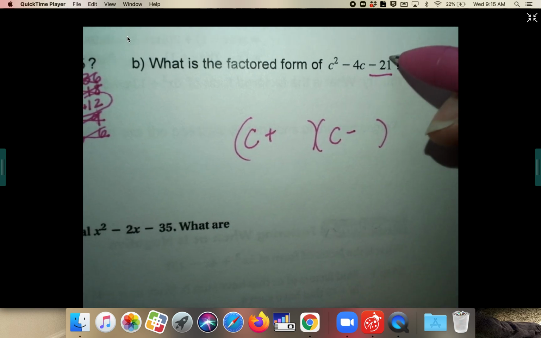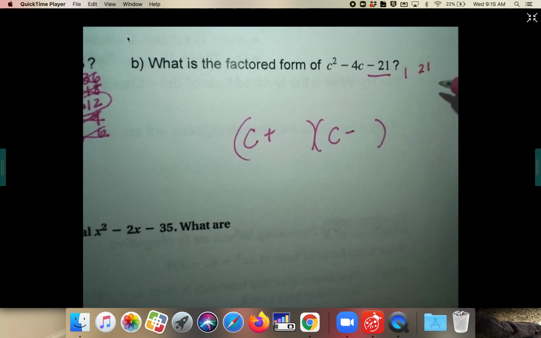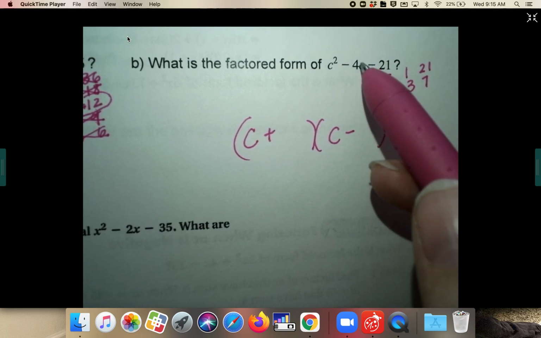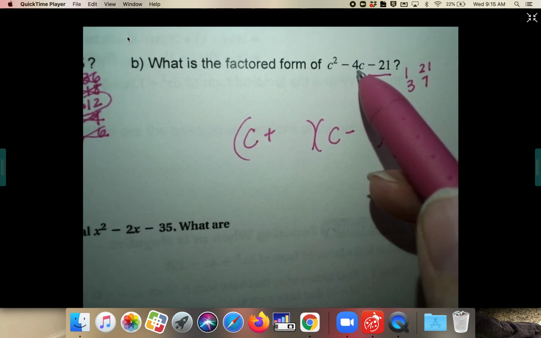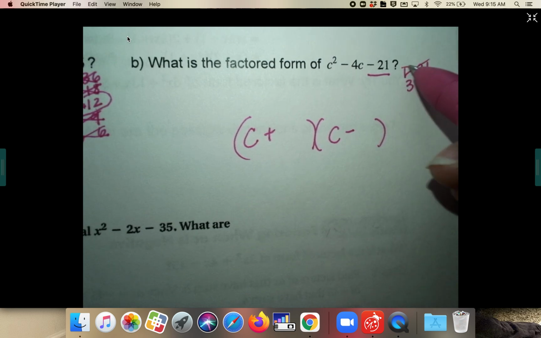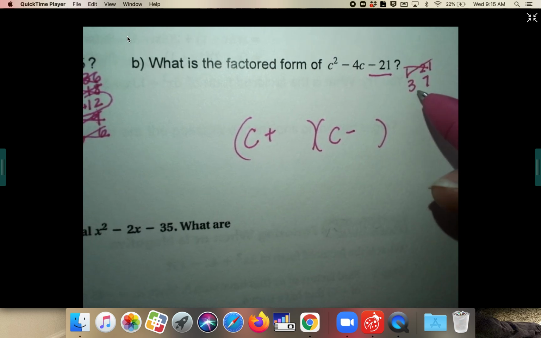All right, the factors of 21 are 1 and 21, 3 and 7. I think that's it. So which of these two numbers are 4 apart? We can get a 4 out of it by adding or subtracting. By adding 21 and 1, you get 22. By subtracting 21 and 1, you get 20. So neither one of those works. 3 and 7 are 4 apart. So this is our winner.